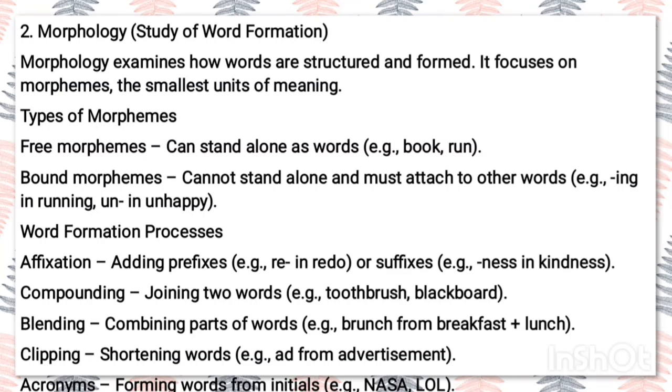Next one is word formation processes. First one is affixes, adding a prefix or suffix to a root word. For example, redo or kindness. Next one is compounding, joining two existing words together. For example, toothbrush. Next one is blending, combining parts of two words. For example, brunch from breakfast and lunch. Next one is clipping, shortening longer words. That means ad from advertisement. Next one is acronyms, forming words from initials. For example, NASA from National Aeronautics and Space Administration.